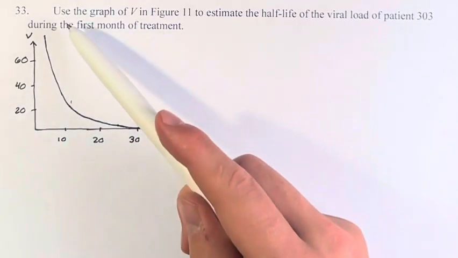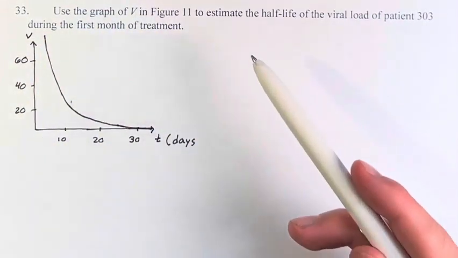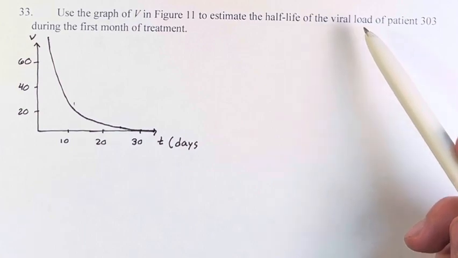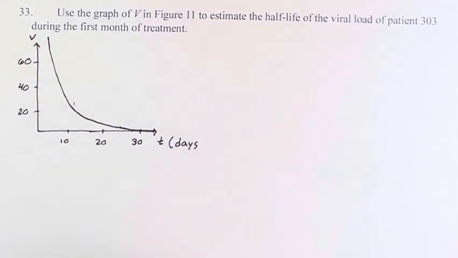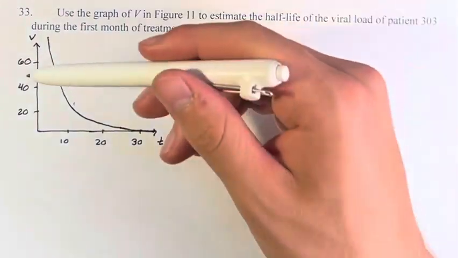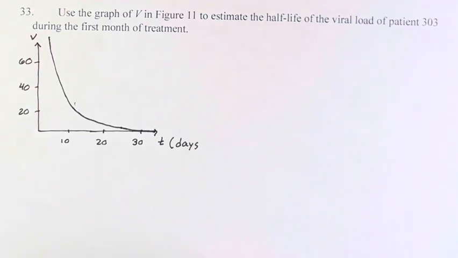In this problem, we're asked to use the graph of V in figure 11, which we have right here, to estimate the half-life of the viral load of patient 303 during the first month of treatment. So to estimate the half-life, we have to get 2 points on our graph, one with half of the value of V of the other.